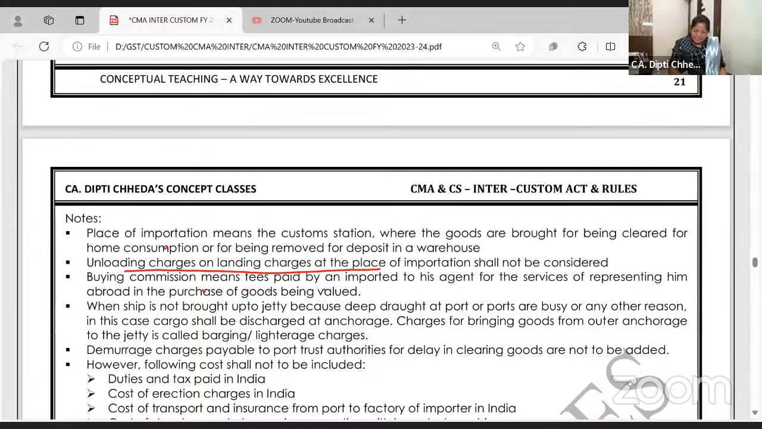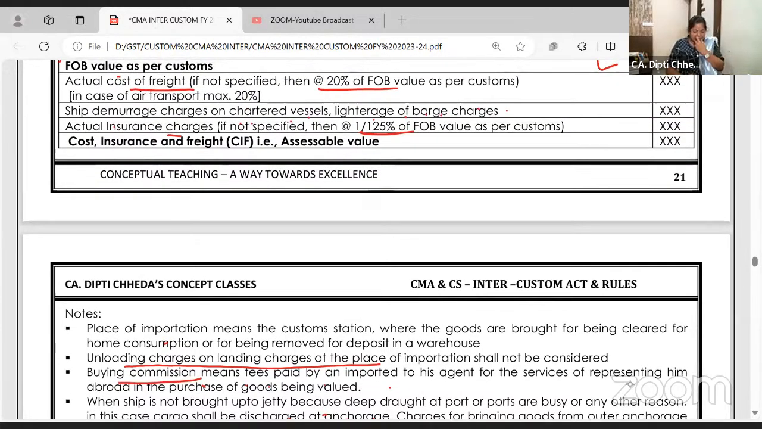Buying commission means the fees paid by the importer to his agent for the service of representing him abroad. Buying commission will not be taken. Other commission you can take. When the ship is not brought up to the jetty because of the deep draught at the ports, or ports are busy and the goods are being shifted to other small cargo vessels, the charges for bringing the goods from the outer anchorage to the jetty are called barging and lighterage charges. Okay, barging and lighterage charges.